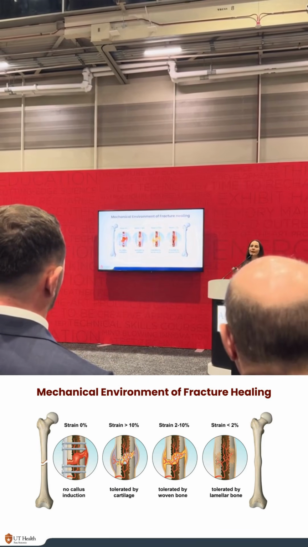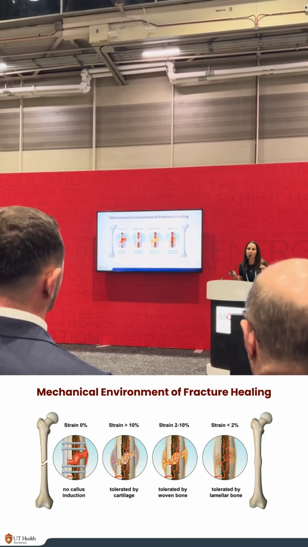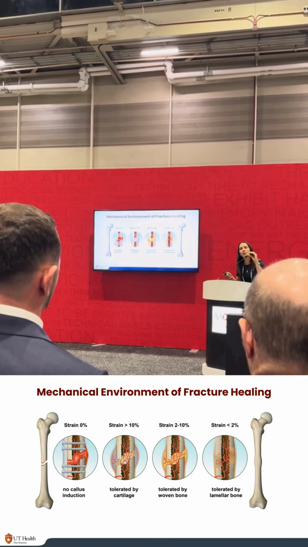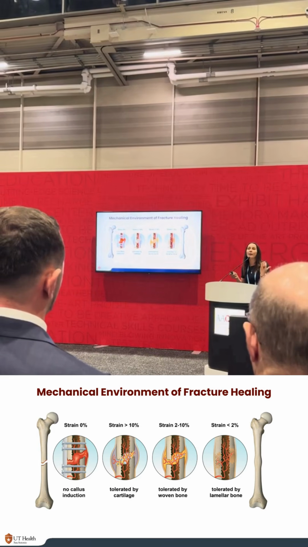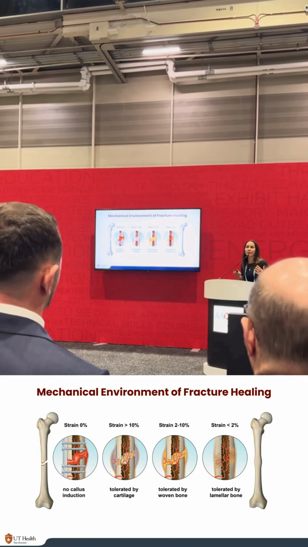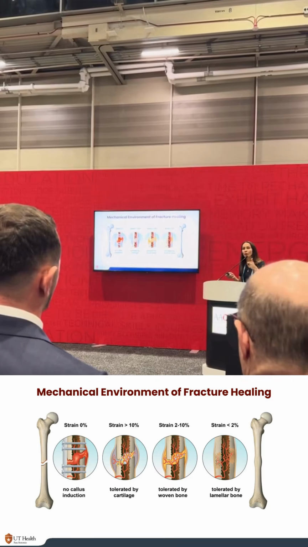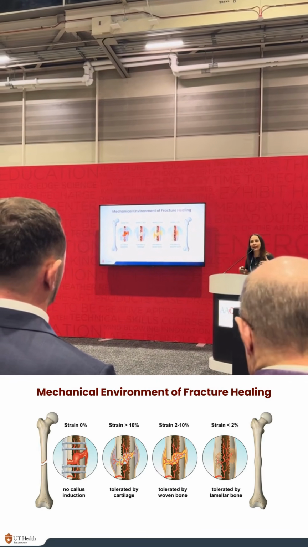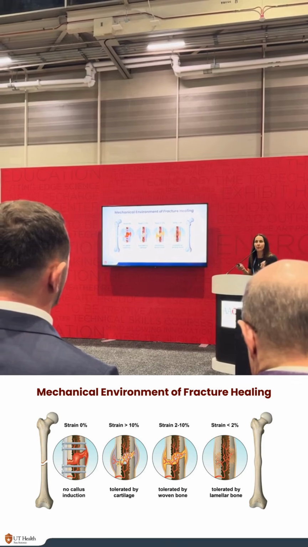Depending on the tissues, whether we want to form cartilage, woven bone, or lamellar bone, there's a specific strain between the tissues that needs to be applied, and we can play with that based on that mechanical environment. Of course, first the implant comes, but also the patient has to be loading. That's where that weight bearing comes in.